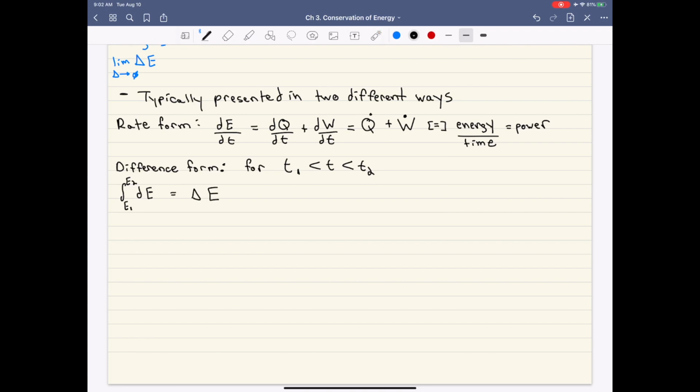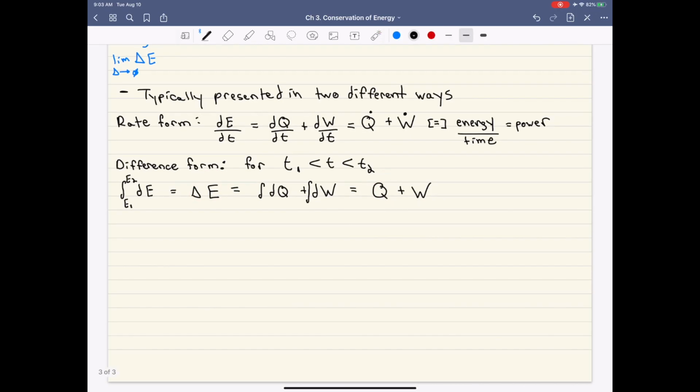On the right-hand side of the equation, we're also going to be taking the integral of that dQ and that dW. And when we integrate dQ and dW, we end up with just Q and W, so the total heat added or removed from the system, and the total work added or removed from the system. And you'll notice that after the integrals, I wrote the energy and the Q's and W's in different formats.